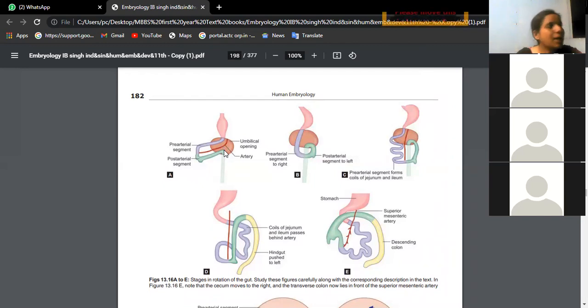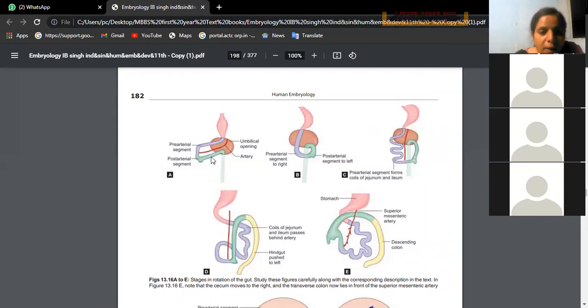During embryological development, basically, loops of intestines are outside the body of the fetus. Anni intestine coils bite unnai annatu, embryological development appudu. Gradually, they will be pulled inside by the mechanism of rotation of gut. Okay? Yes, ma'am.